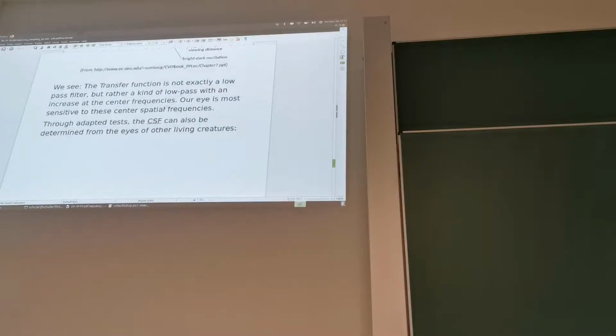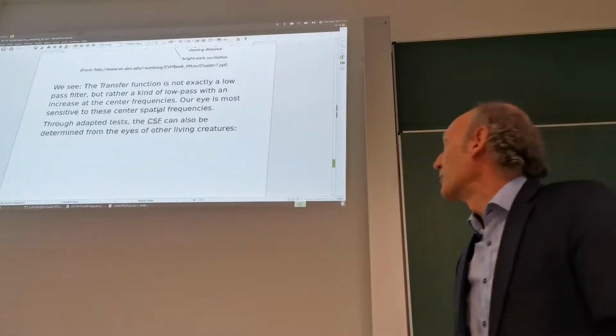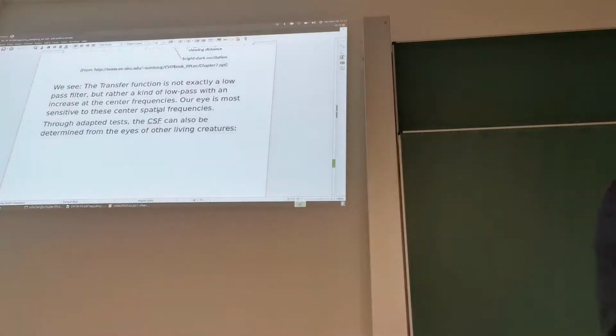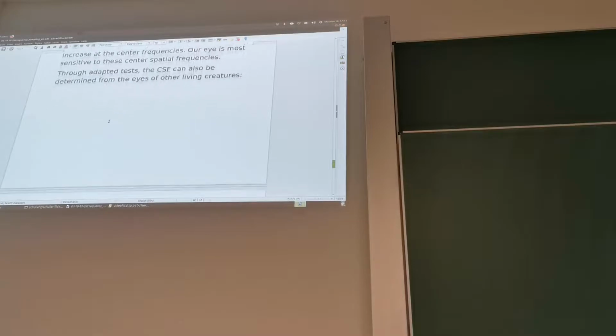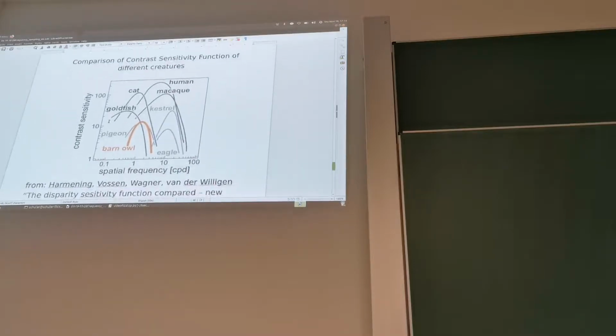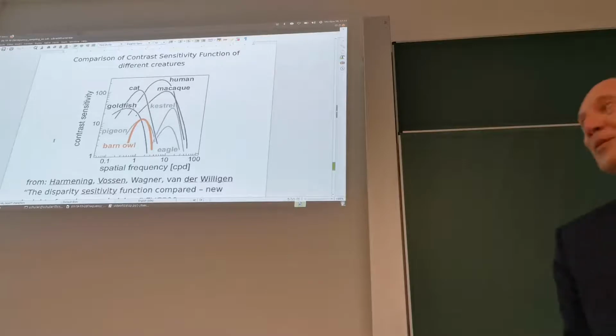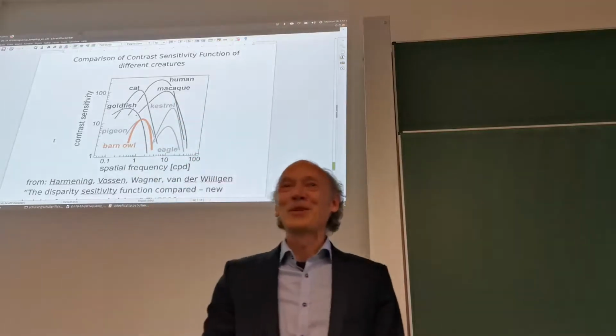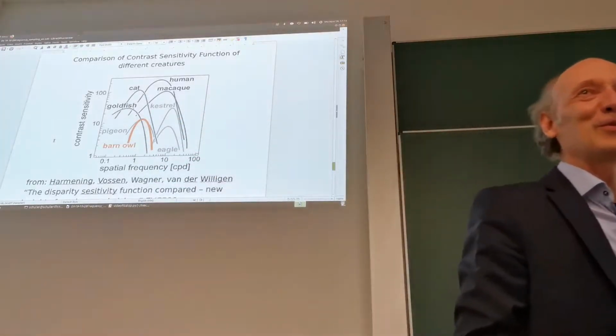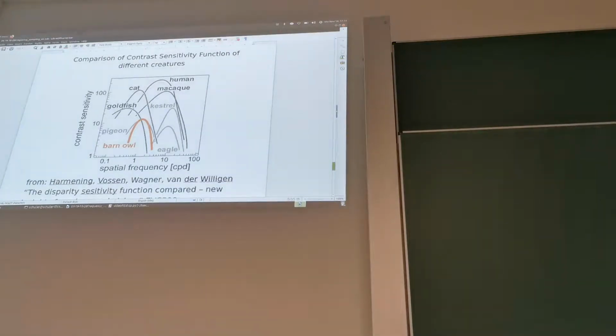Yeah, so our eye is most sensitive to these center spatial frequencies. And through adapted tests, the CSF can also be measured or determined from the eyes of other living creatures, which is kind of interesting. Biologists did tests on several animals, for instance goldfish. They were even able to determine the contrast sensitivity function of goldfish. It's kind of amazing. Here you can see the maximum for goldfish is actually much lower than for humans or macaques. Macaques are actually a kind of monkey, right?